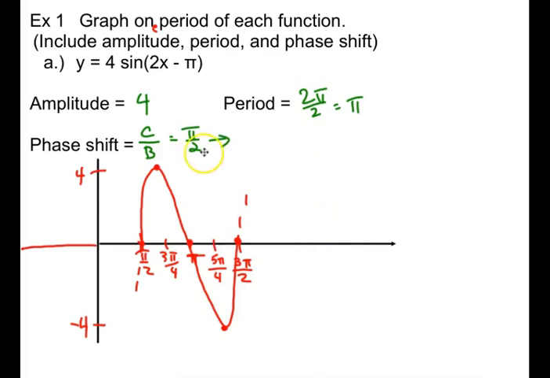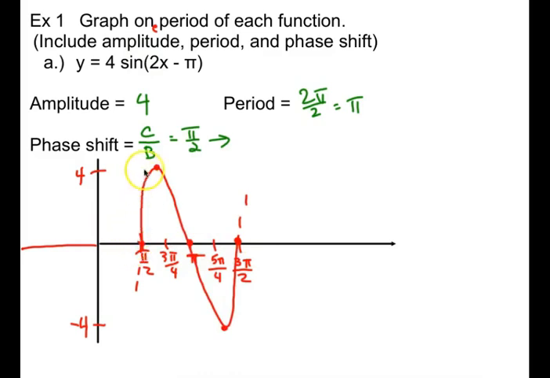So when I go to find my critical values, I'm going to take pi over 2 and add my period of pi to it. So pi over 2 plus pi is 3 pi over 2. And then I will find the midpoints. My amplitude is 4, so I know that I don't have a reflection, so a sine graph starts at an intercept, goes to a max, goes to an intercept, goes to a min, goes to an intercept.